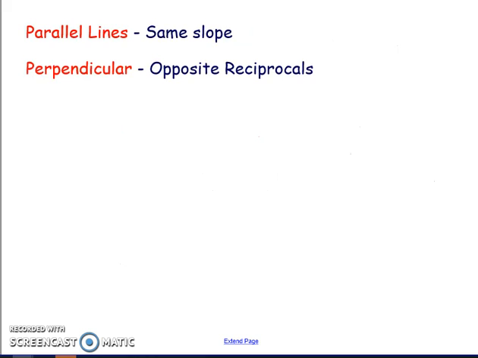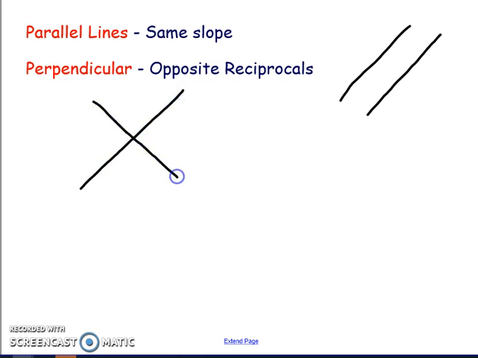If you have parallel lines, that means they have the same slope. Parallel lines are going in the same direction, so their slope, their rise over their run, is going to be the same exact number. Perpendicular lines, however, one is going to be going up while the other one is coming down, forming a right angle. So our slopes are what we call opposite reciprocals.